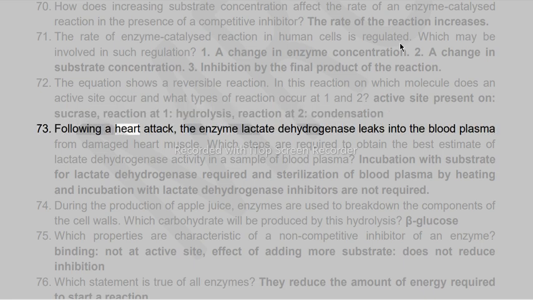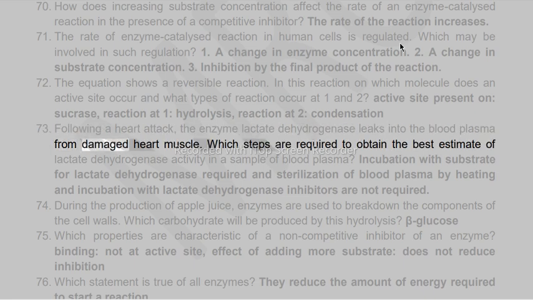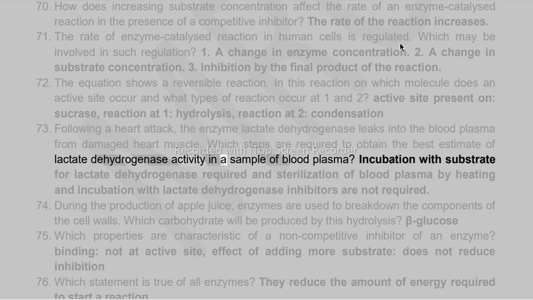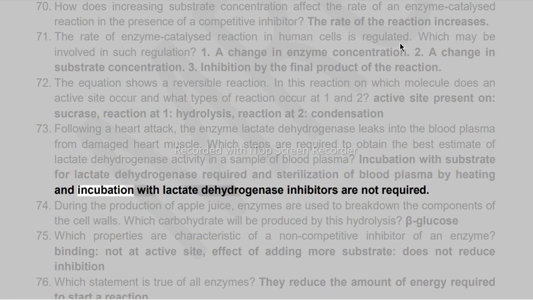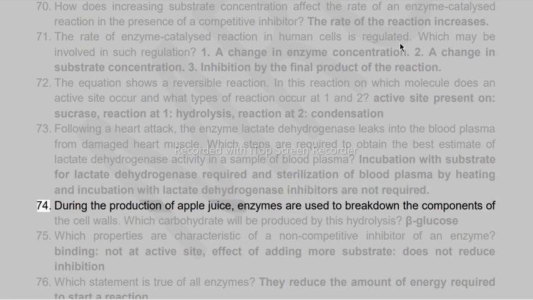73. Following a heart attack, the enzyme lactate dehydrogenase leaks into the blood plasma from damaged heart muscle. Which steps are required to obtain the best estimate of lactate dehydrogenase activity in a sample of blood plasma? Incubation with substrate for lactate dehydrogenase is required; sterilization of blood plasma by heating and incubation with lactate dehydrogenase inhibitors are not required.